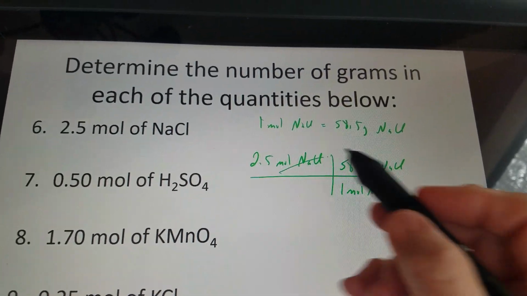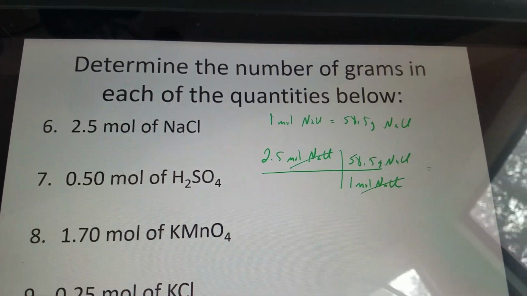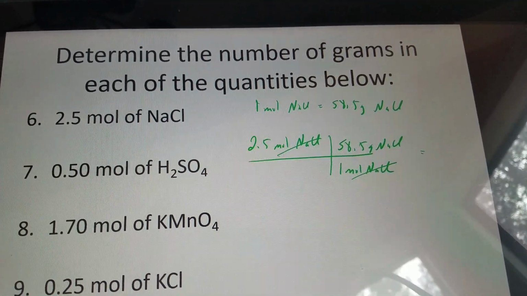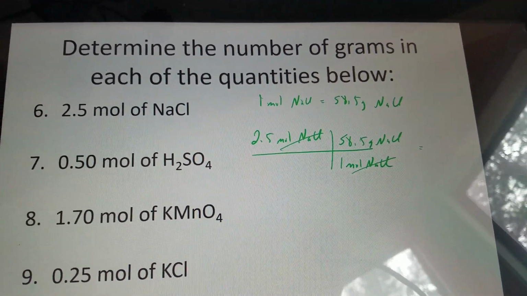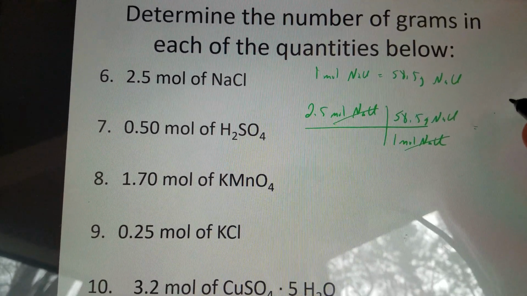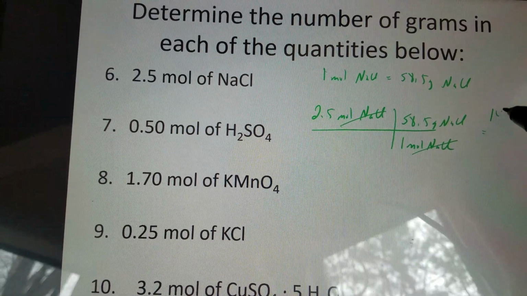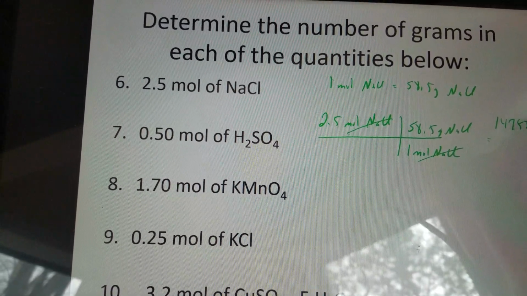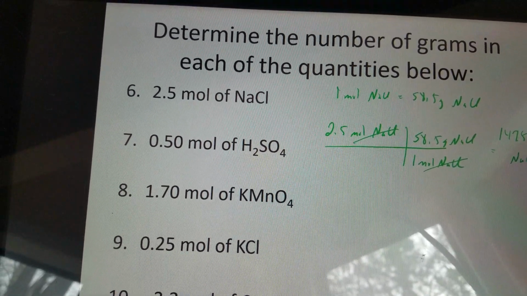So the mole units will cancel, and now we'll simply be taking our 2.5, multiplying it by our 58.5, and that's going to give us our grams of sodium chloride. So it'll be 147.53 grams of sodium chloride.